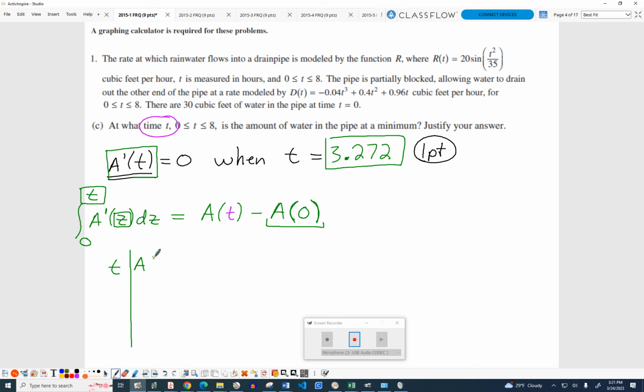Hands up, who knows what values of T we need to put into the table? What values of T must be in the table for us to get full credit on this one? Let's go, Layla. Would be 0, A, and then A prime of T equals 0. Nicely done. So I do the 0, the 3.172.